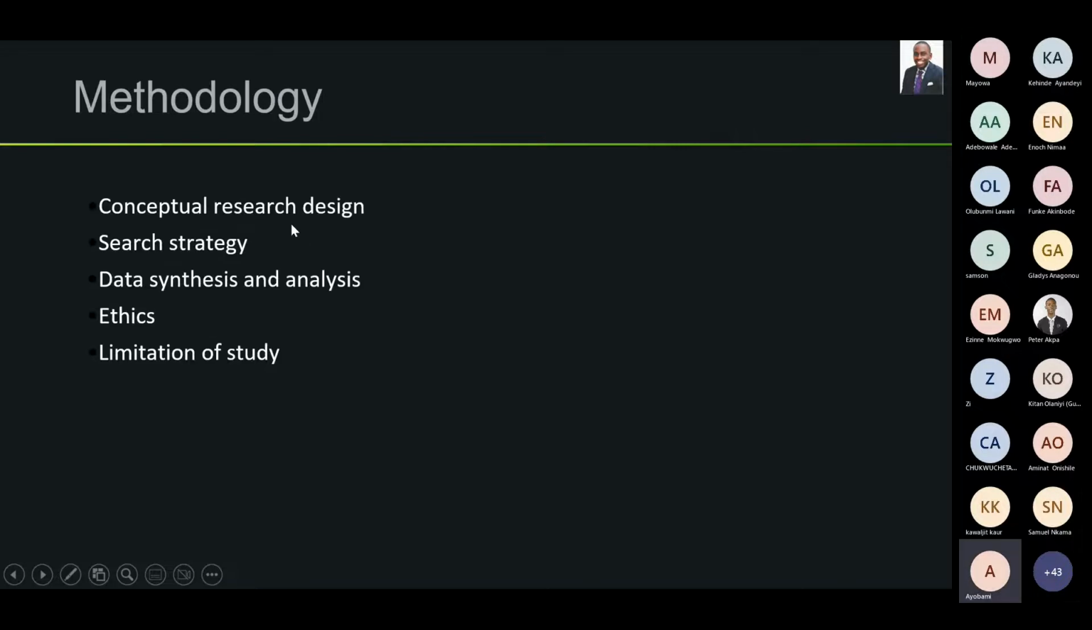But that is just all right. And then this is the last part, chapter 3. This is what you need. Define what you mean by conceptual research design. Then what is your search strategy? And then you talk about how you plan to analyze the data, then the ethics, and then the limitation of it. So that's all. 1, 2, 3. And remember, it's a short thing.